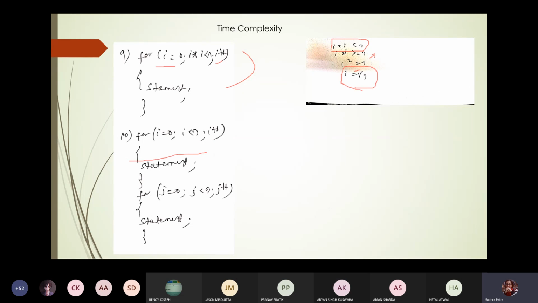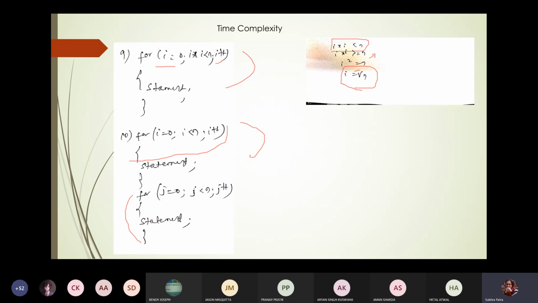Similarly, for this condition, for I equal to 0, I less than n, I plus plus, and j equal to 0, j less than n, j plus plus. So these are two separate loops. That's why, what would be the time complexity for this type of loop? Yes, n plus n. n plus n, that is order of n. Okay.